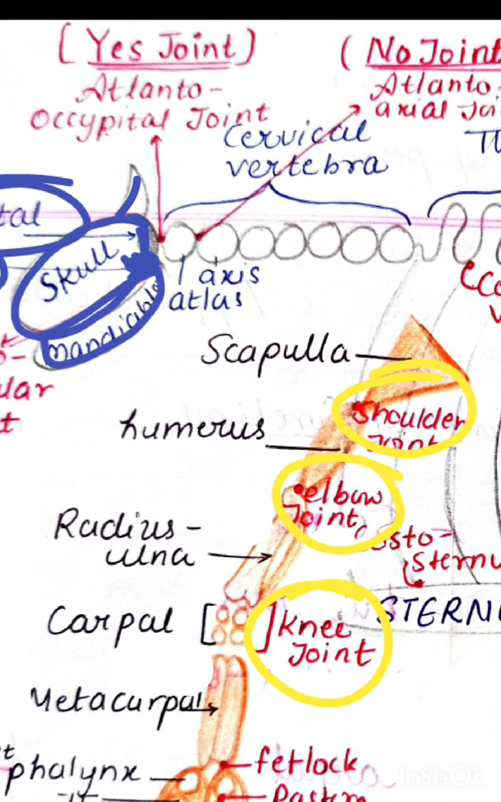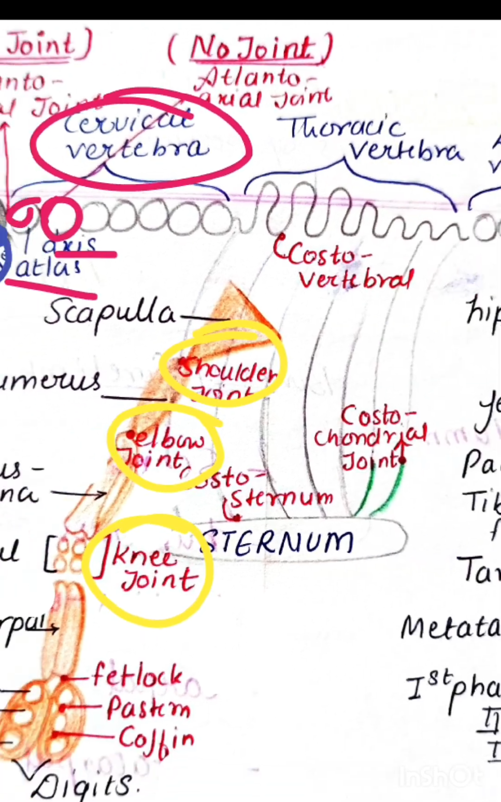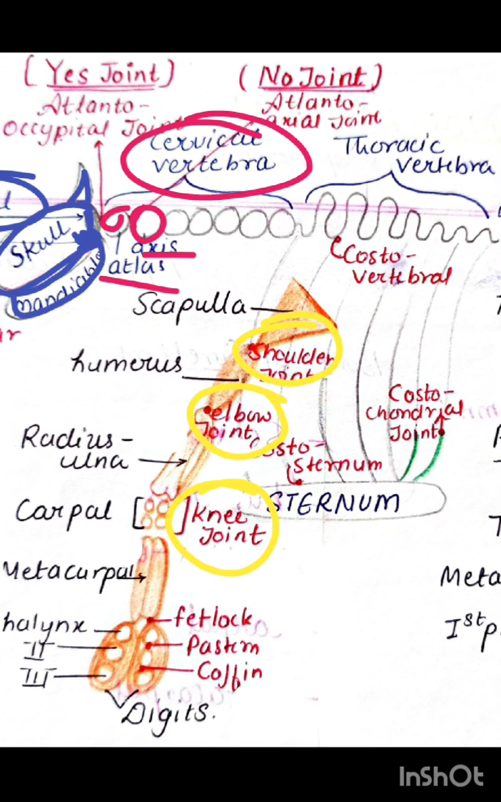So this is the horn, and let me mark it out. These are the cervical vertebrae. The first cervical vertebra is known as atlas, and the second cervical vertebra is known as axis. So first is atlas and second is axis. This is also a PYQ question: what is the first cervical vertebra known as? It is known as atlas, and cervical vertebrae are 7 in number.